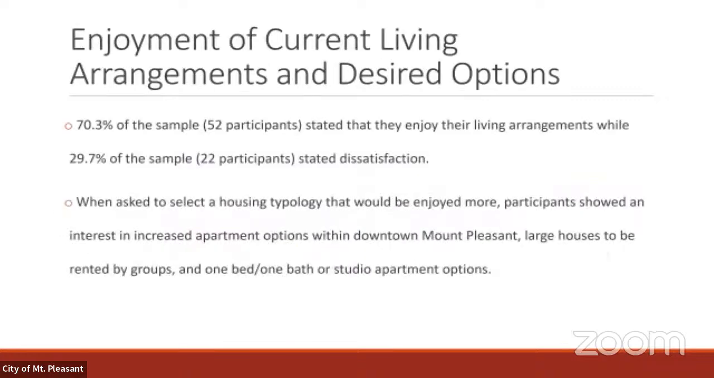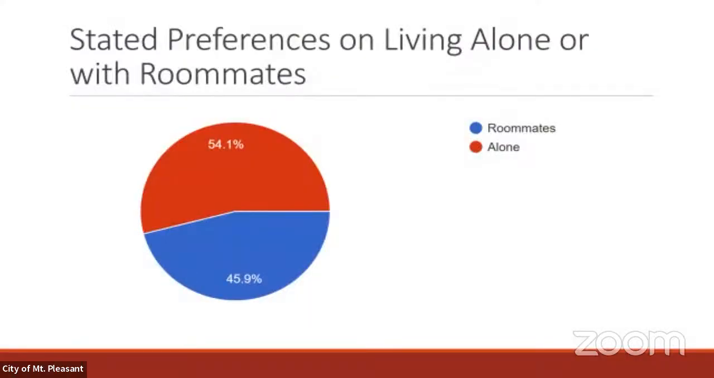And we looked at the enjoyment of current living arrangements. We did see that 70% of the sample enjoy where they currently live and the options available in Mount Pleasant. When we looked further into the 30% who were displeased, we saw that more students want the availability to live within downtown, a lot want the option to be able to live alone, and some see a need for more large-scale houses intended to be rented by groups. So when we're thinking about the percentage of students who expressed an interest in being able to live alone, our question was phrased around the guideline of if they were both equally accessible, and we found that over 50% would prefer to live alone if they were both equally accessible in the area.